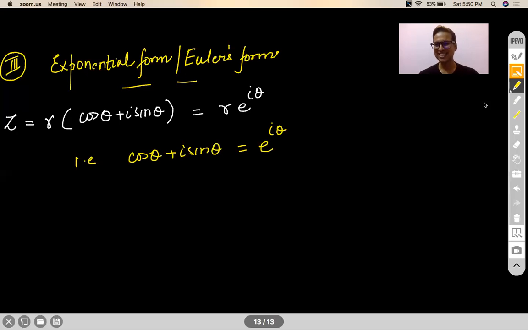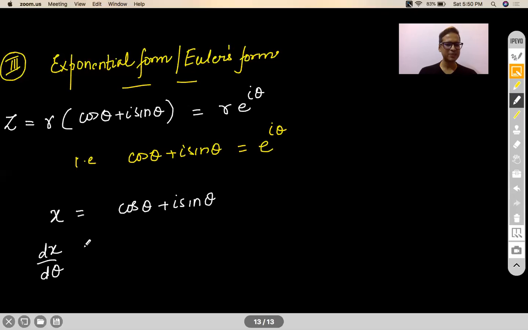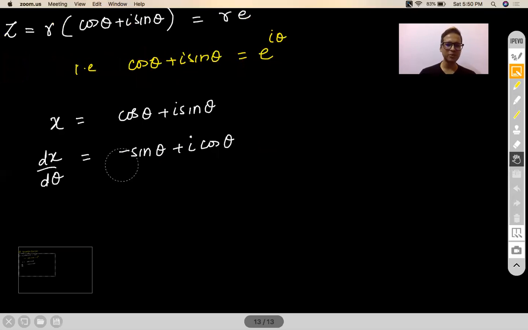How? Let's check. What Euler did was say, let's call this cos theta plus i sin theta a variable x. Given that he was working with calculus a lot, he differentiated it with respect to theta. So cos theta derivative is minus sin theta, i being a constant remains i, and sin theta derivative is cos theta. Now what this guy did, he wrote this minus 1 as i square.